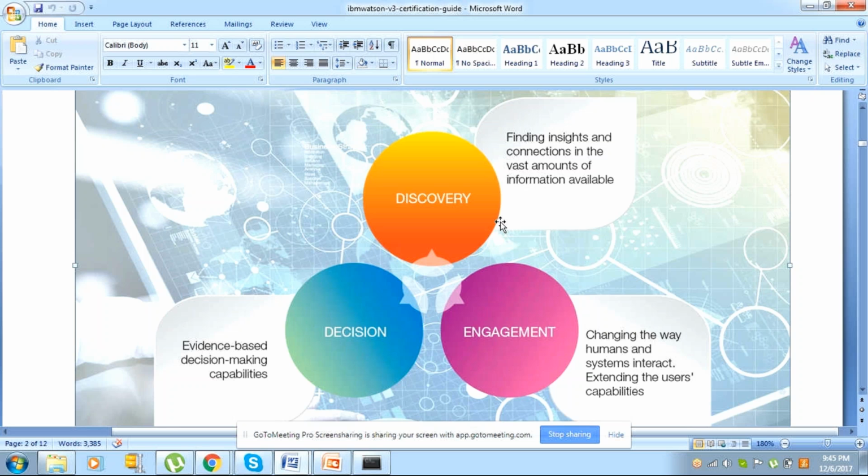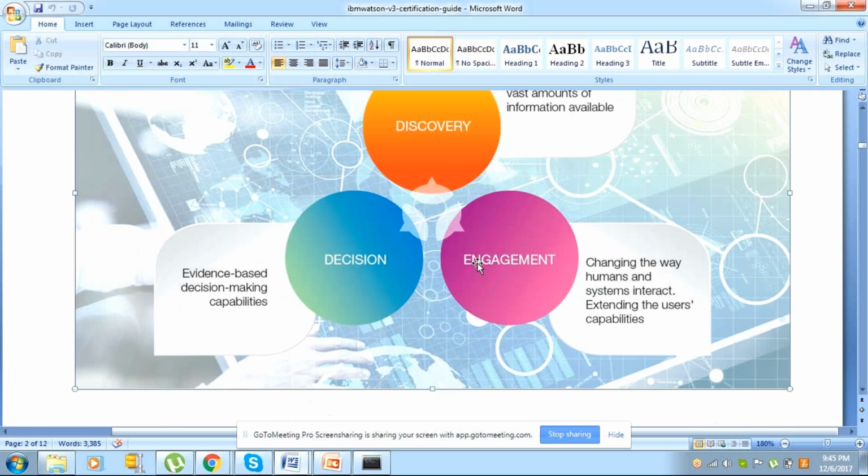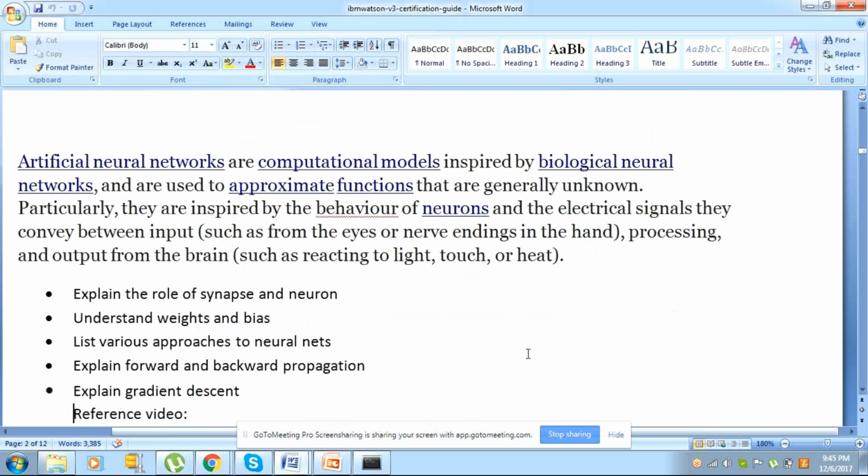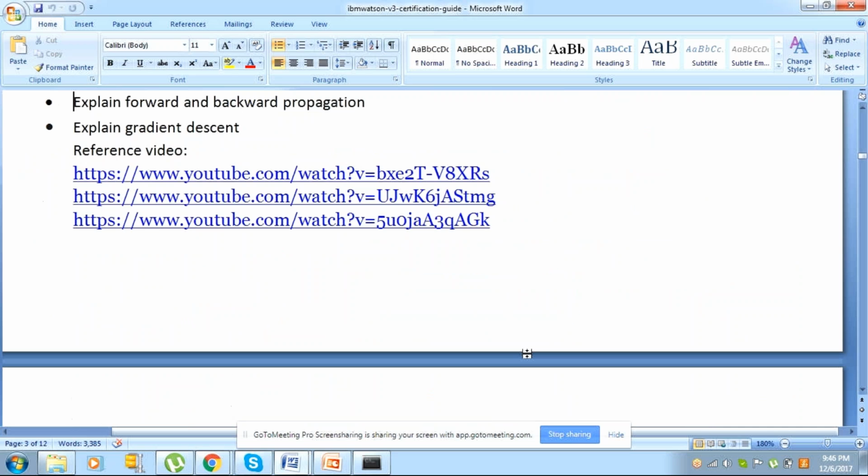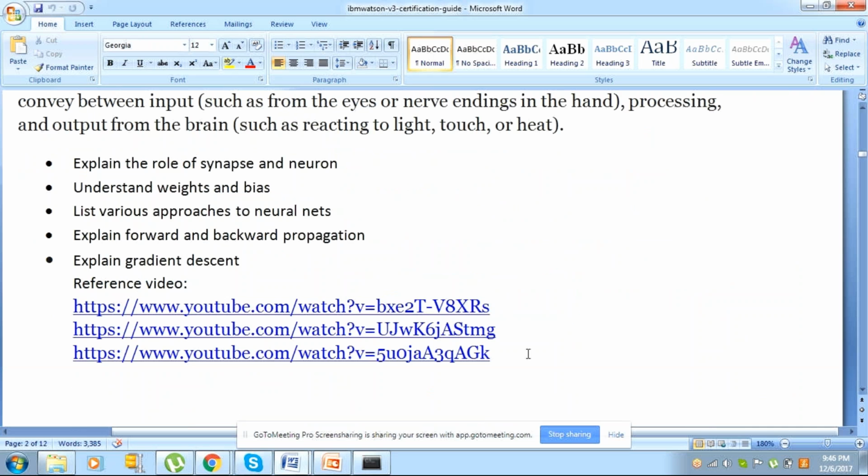Then we'll discuss neural networks, which are inspired by biological neurons. Why neural networks are required and how much is required in this course: we need to understand a few concepts. First, we'll go by an example, like how to distinguish between a cat and a dog.